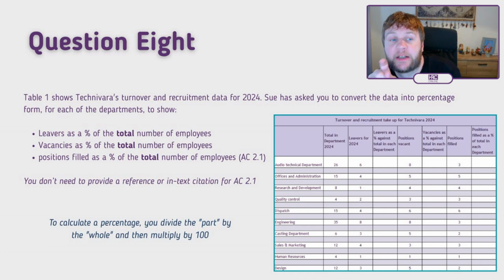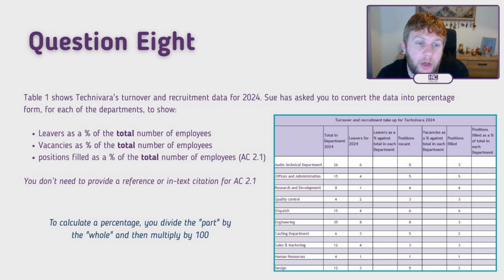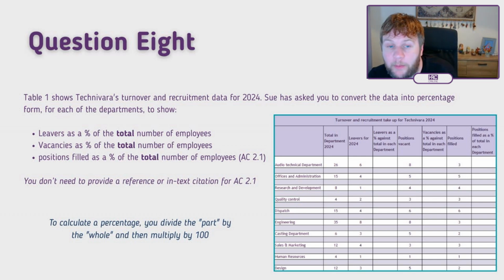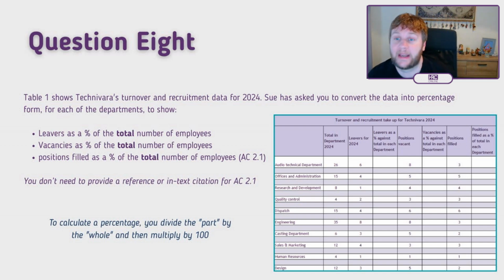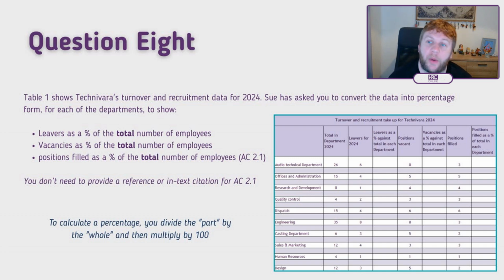Sue has asked you to convert the data into a percentage form for each department to show the leavers as a percentage of the total number of employees, the vacancies as a percentage of the total number of employees, and the positions filled as a percentage of the total number of employees. Now, I'll put the word total there because that's critical. Looking for the total, not the departmental. However, the next part of this question will ask you to create diagrams within Excel. So it makes sense to calculate every single one as well as the total and the sum.